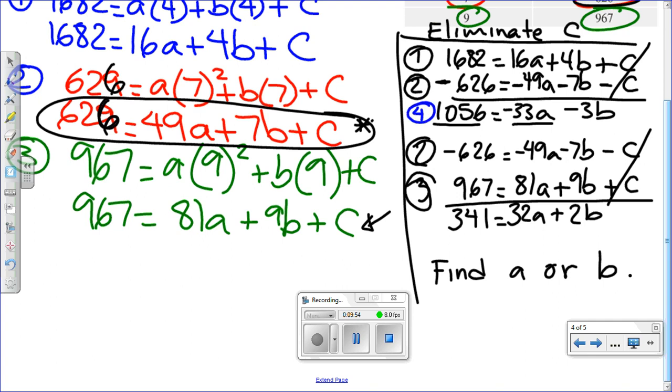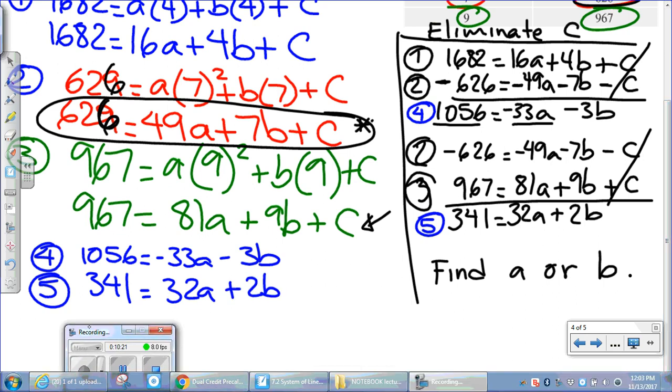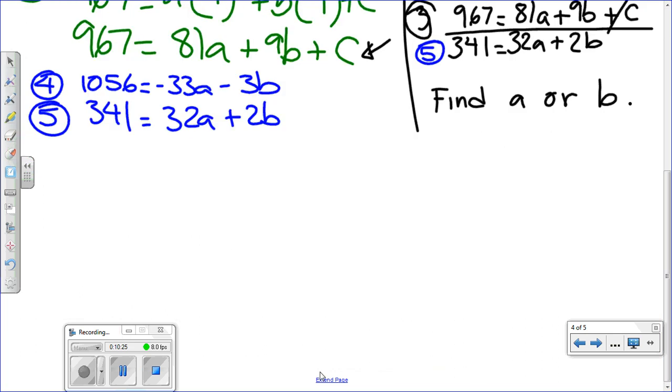So now we have 2 equations. We have equation number 4 right here, and equation number 5. So that's what we're going to take now. I'm going to take equation number 4, which is 1056 is equal to negative 33a minus 3b. And then we have equation number 5, which is 341 is equal to 32a plus 2b. And I'm going to go ahead and eliminate b. You can see that they already have opposite signs, but we still need to multiply them by something. So I'm going to multiply equation number 4 by 2, and equation number 5 by 3. Why? Because I want 3 here and 2 here, so that at the end I will have negative 6b and positive 6b.